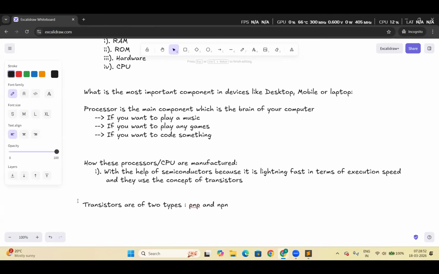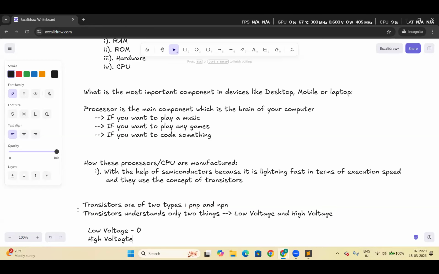Transistors don't understand the English language, they don't understand anything. Transistors understand only two things: low voltage and high voltage. So, how does it understand which is low and which is high voltage? Low voltage means it is 0. High voltage means it is 1.